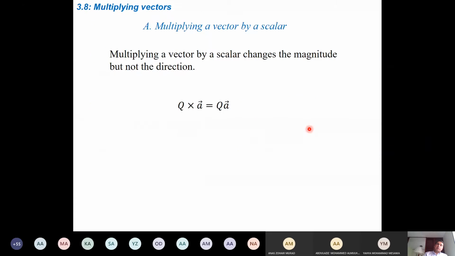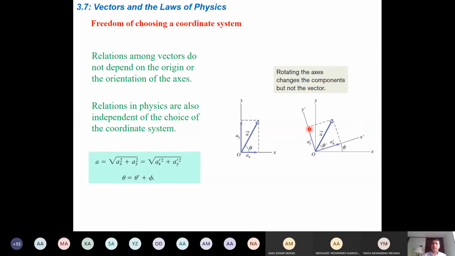Okay, so do you have any quick question? I can take a question and then we go to the multiplication. Any quick question regarding the rotated coordinates or the unit vector notation?